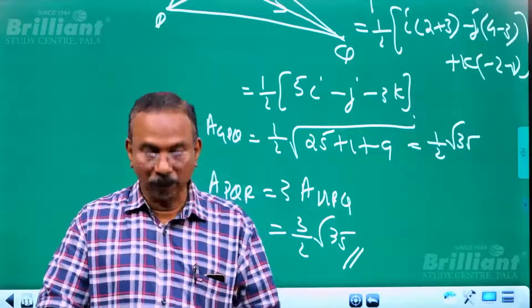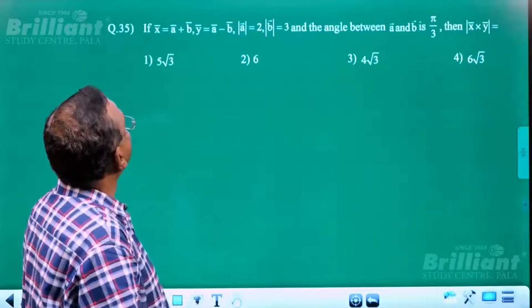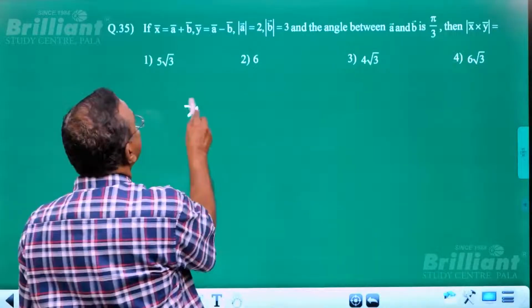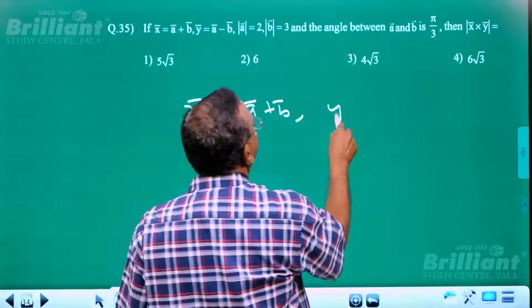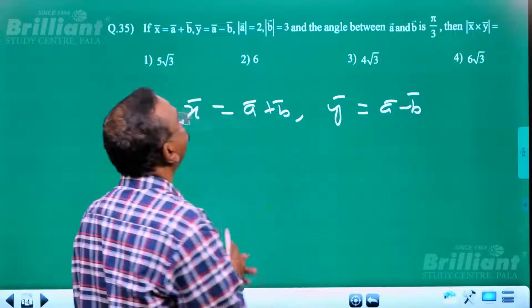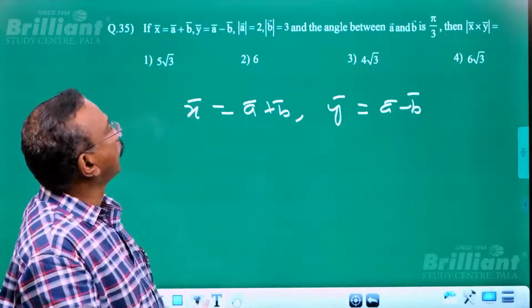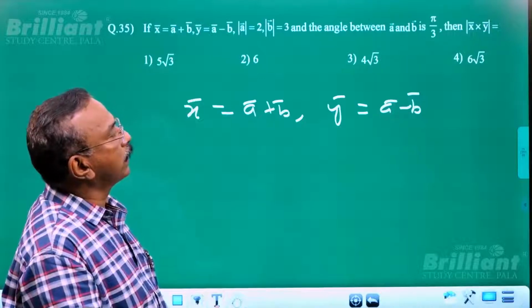So 3 by 2 root 35, option 2, is the given. Now question number 35. Given x bar is equal to a bar plus b bar and y bar is given as a bar minus b bar. Modulus of a is 2 and that of b is given as 3. Angle between them is pi by 3. Then what is x cross y?